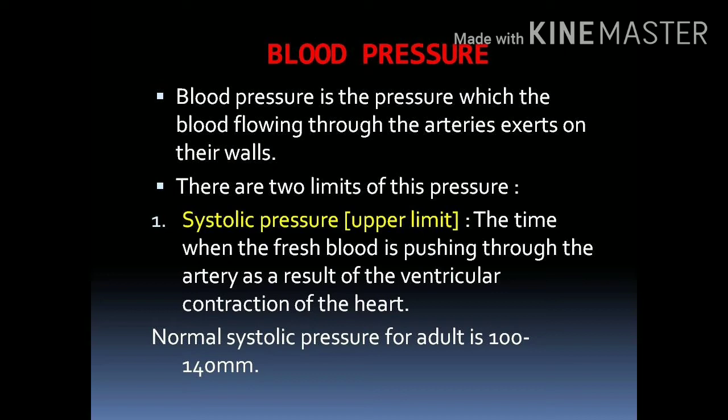There are two limits in the blood pressure. First one is systolic pressure. It is called the upper limit. This is the pressure at the time when fresh blood is pushed through the artery as a result of the ventricular contraction of the heart. So, when the heart contracts, it creates a pressure that is called systolic pressure.